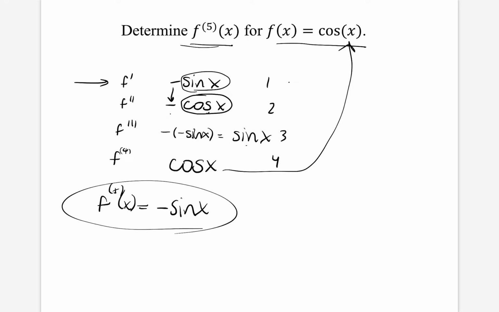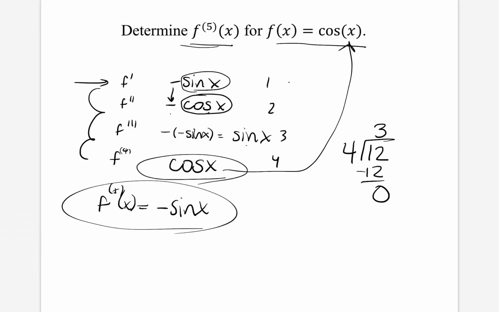Now, what happens if we had had a higher power than the fifth power? Well, the way we could figure this out is just by looking at the remainder if we divide by the derivative we want. So for instance, suppose we had wanted the 12th derivative. Well, 12 divided by 4, since we have 4 different things when we take these derivatives, and then it repeats, is going to have a remainder of 0. So that means that the 12th derivative would be the same as we started with, so cosine of x.